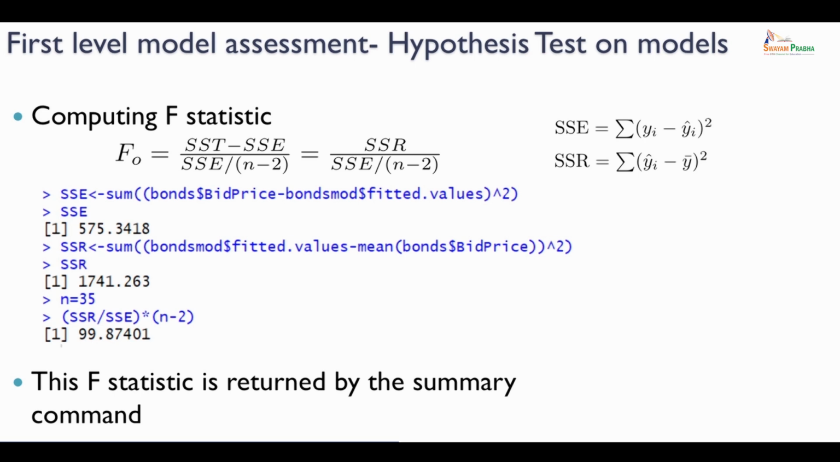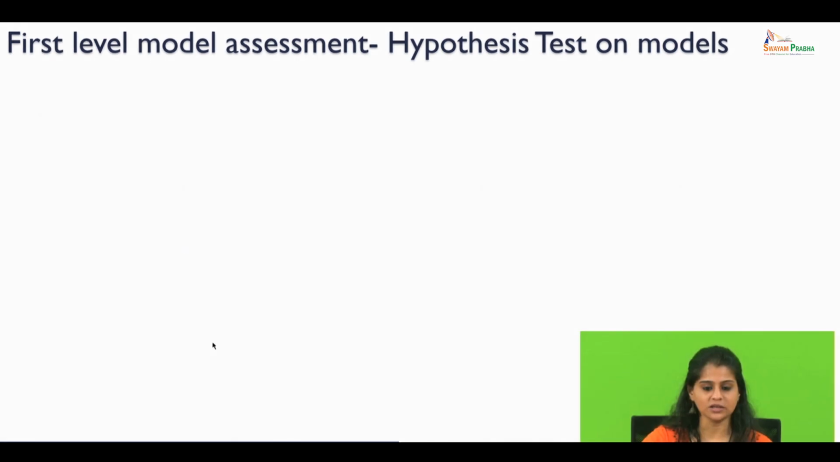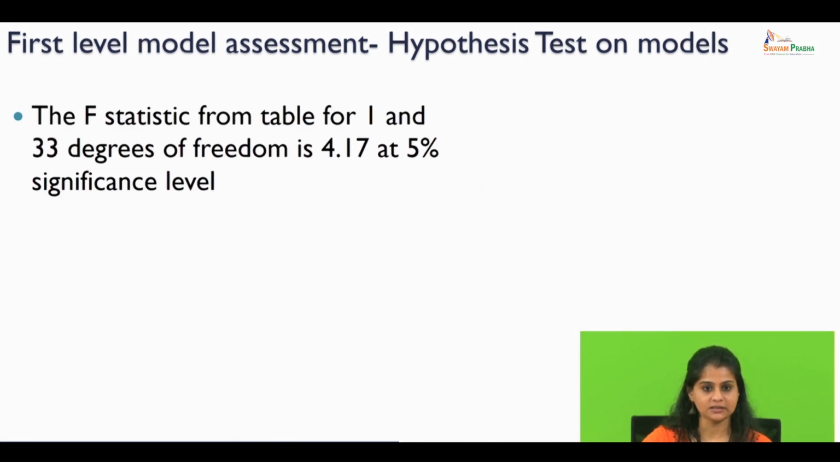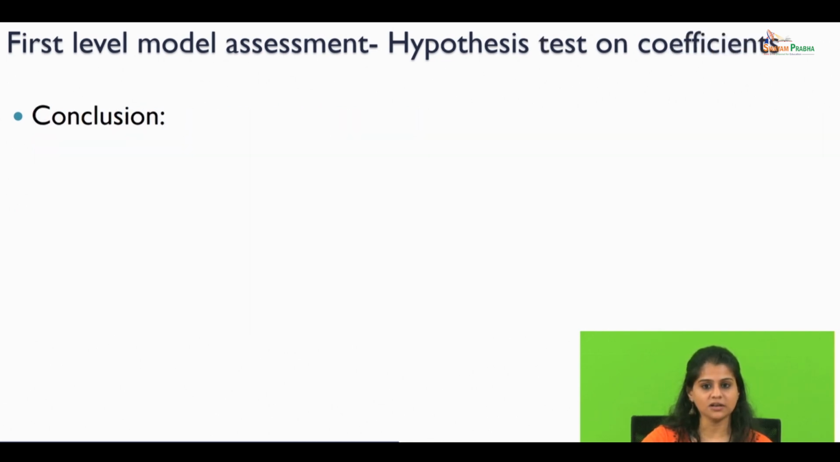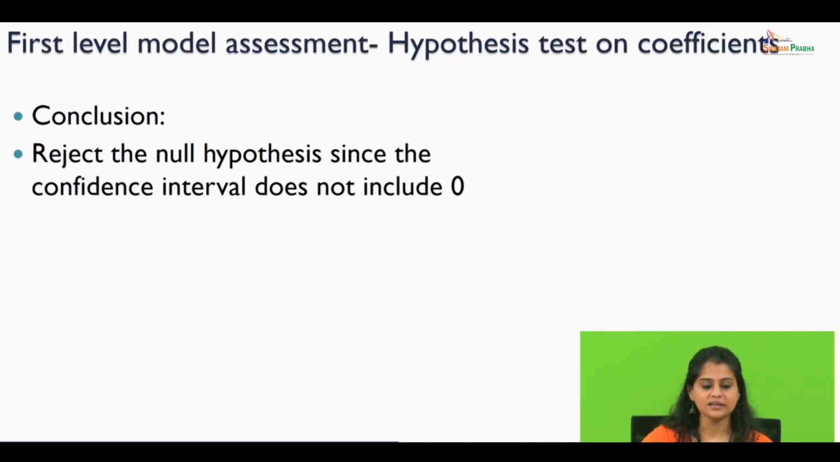Now, this F statistic is what is returned by the summary, which is given in the last line of the summary. So, let us see what conclusions we can draw from these two tests. We know that the F statistic from the table at 1 and 33 degrees of freedom is 4.17 at the 5% significance level. What we observe is 99.87 at 1 and 33 degrees of freedom. Now, this is greater than the theoretical value that we get from the distribution. So, what conclusion can we draw now? We can reject the null hypothesis, and since the confidence interval does not include 0, beta 1 hat, which is the slope, is also significant.